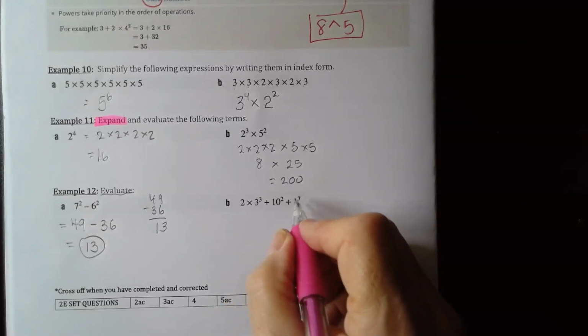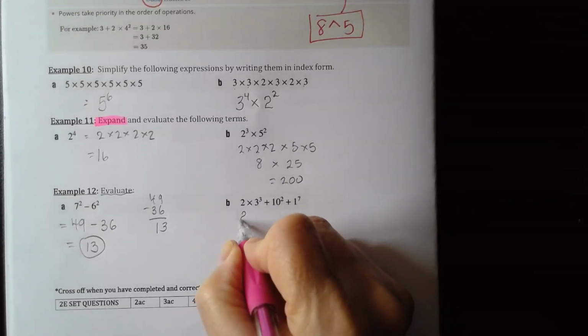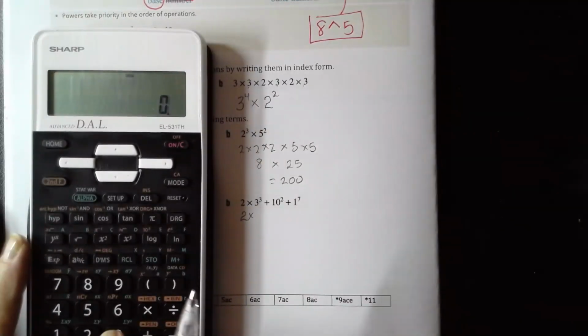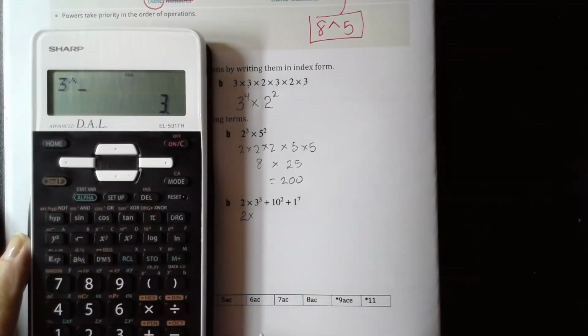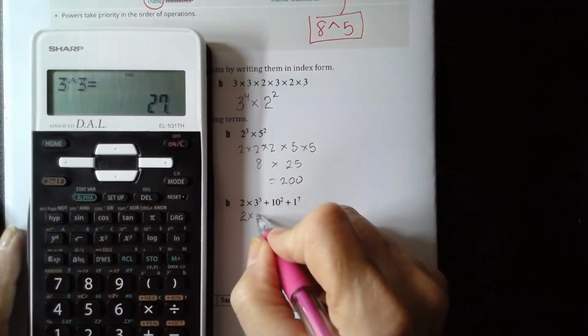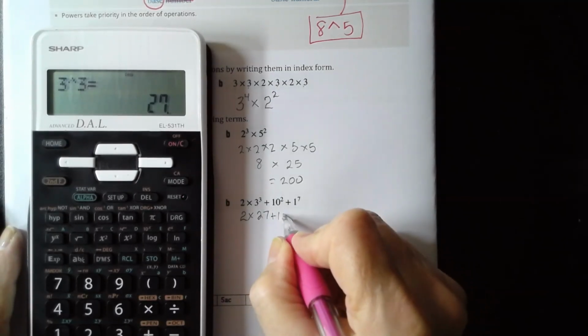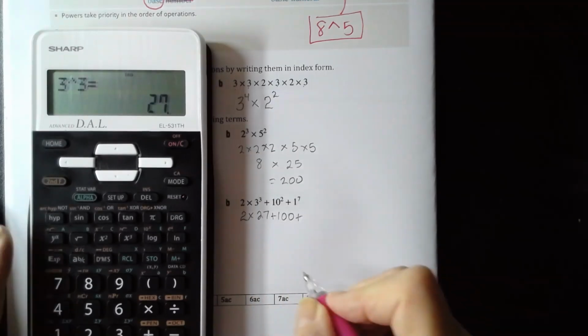This is a lot going on here. So I'm going to do all the indices first. 3 to the 3rd. 3 to the 3rd is 27. So 2 times 27 plus 10 squared. Well, 10 times 10 is 100. Plus 1 to the 7th.